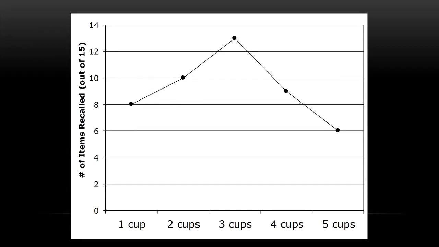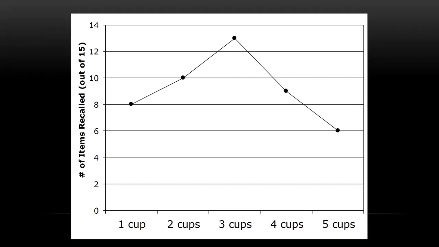And let's say we do this experiment and this is what we get. So this is our actual data, all right? The number of items recalled out of 15 trials, or percent correct out of 15 trials, something like that. We get a graph that looks like this. So the 1 cup group remembered 8 out of 15. The graph doesn't go to 15, but let's just assume that that's the maximum that you could do.